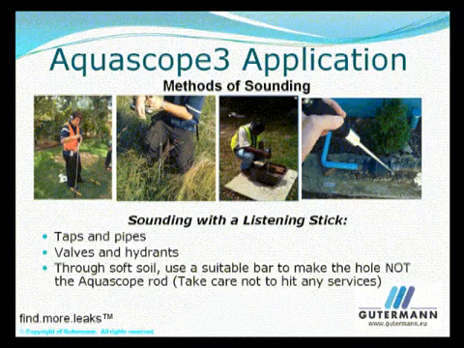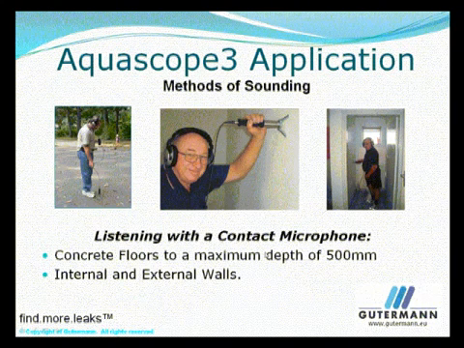Instead, you remove the mighty probe after making the hole and insert the electronic listening stick in the hole created to contact the pipe. The leak position is localized by sounding directly onto valves, pipes, taps, and hydrants.